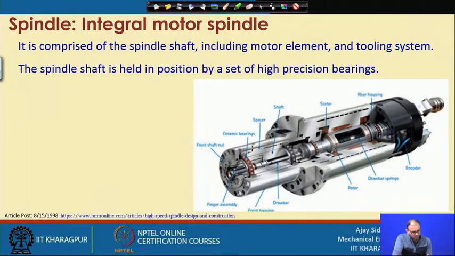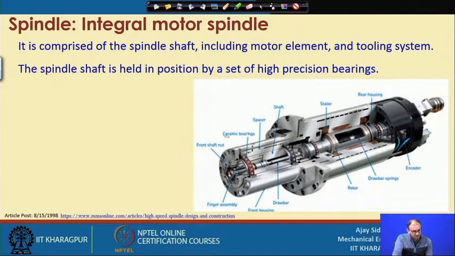So, you have to choose the precision bearing, because we will see in the next few slides that there are different types of bearings available. Ceramic bearing is one of the latest things which people are mostly using in high speed bearings.